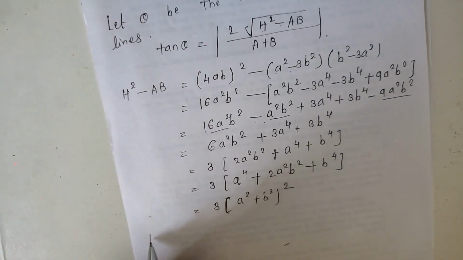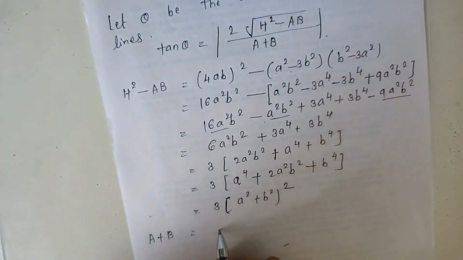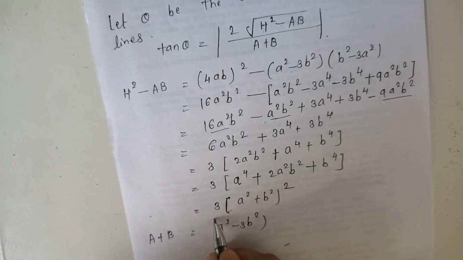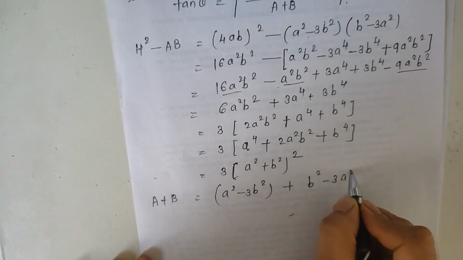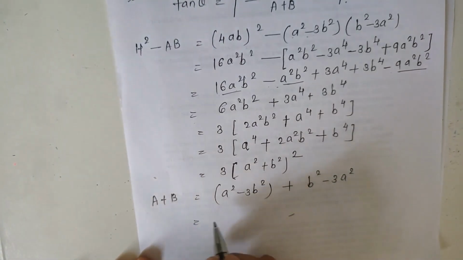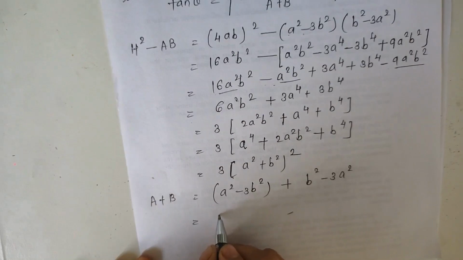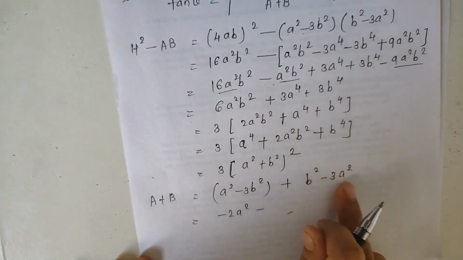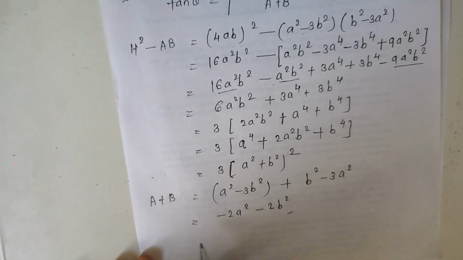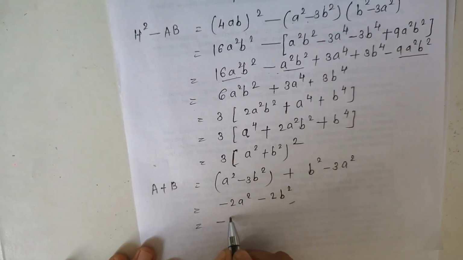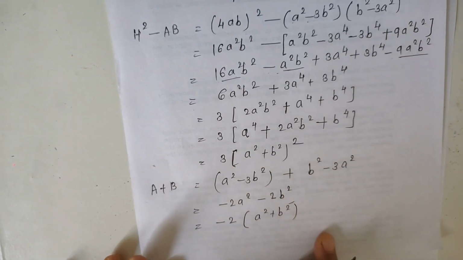Now the next term is the denominator's term. A plus B is equal to A, which is A square minus 3B square, and B is B square minus 3A square. Simplifying these two terms, A square minus 3A square, we get minus 2A square, and minus 3B square plus B square, we get minus 2B square. Taking the minus sign as common, minus 2 into A square plus B square. This is the value of A plus B.